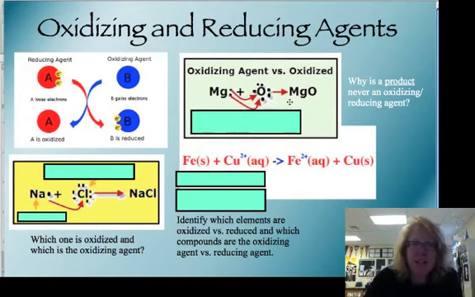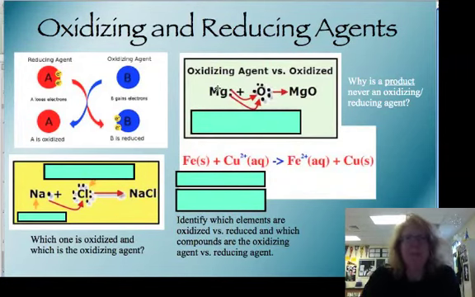If we take a look at this top one, I'm going to do this one first, the second one next, and this one third. So go ahead and hit pause. See if you can figure out what's oxidized, what's reduced, what's your oxidizing agent, or maybe your reducing agent. Go ahead and hit pause, and I'm going to go through and do them in that particular order.